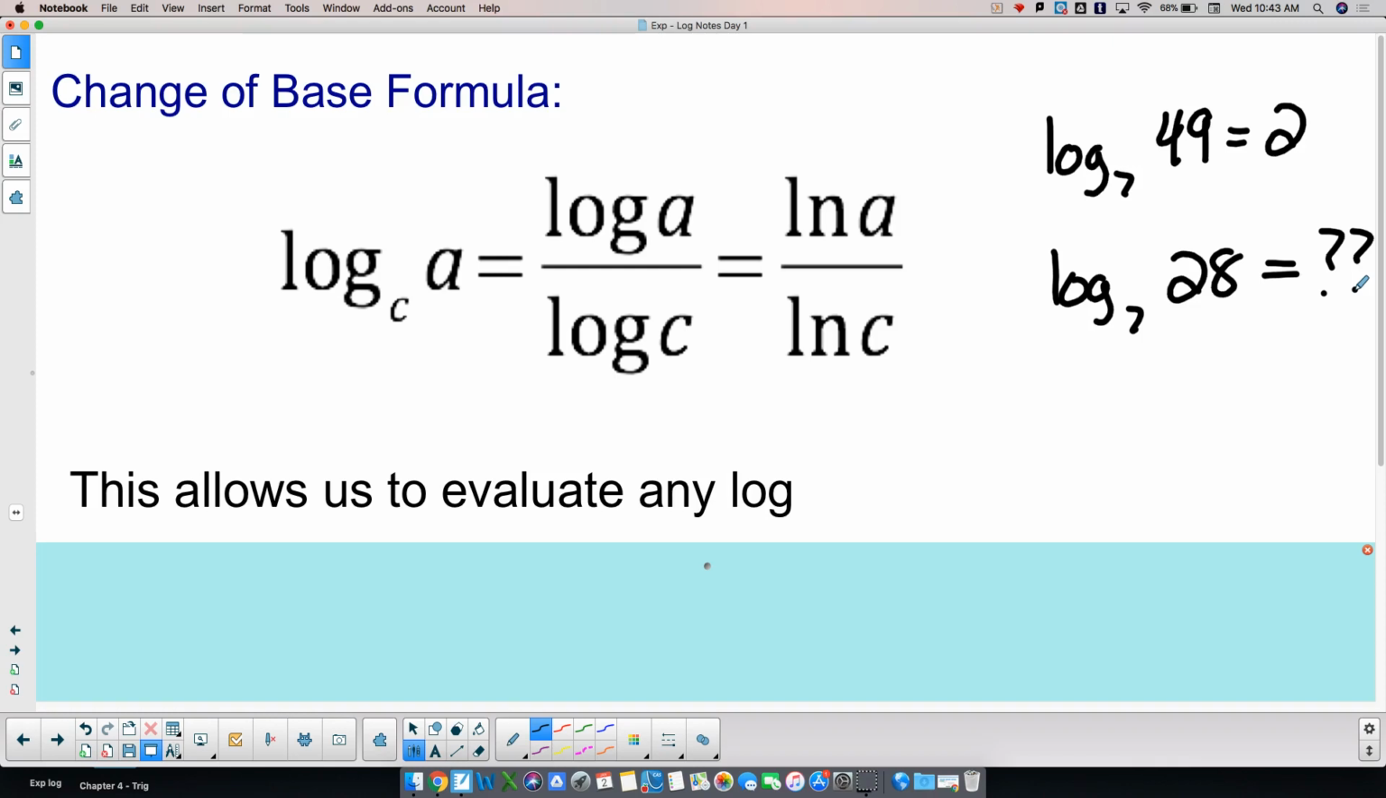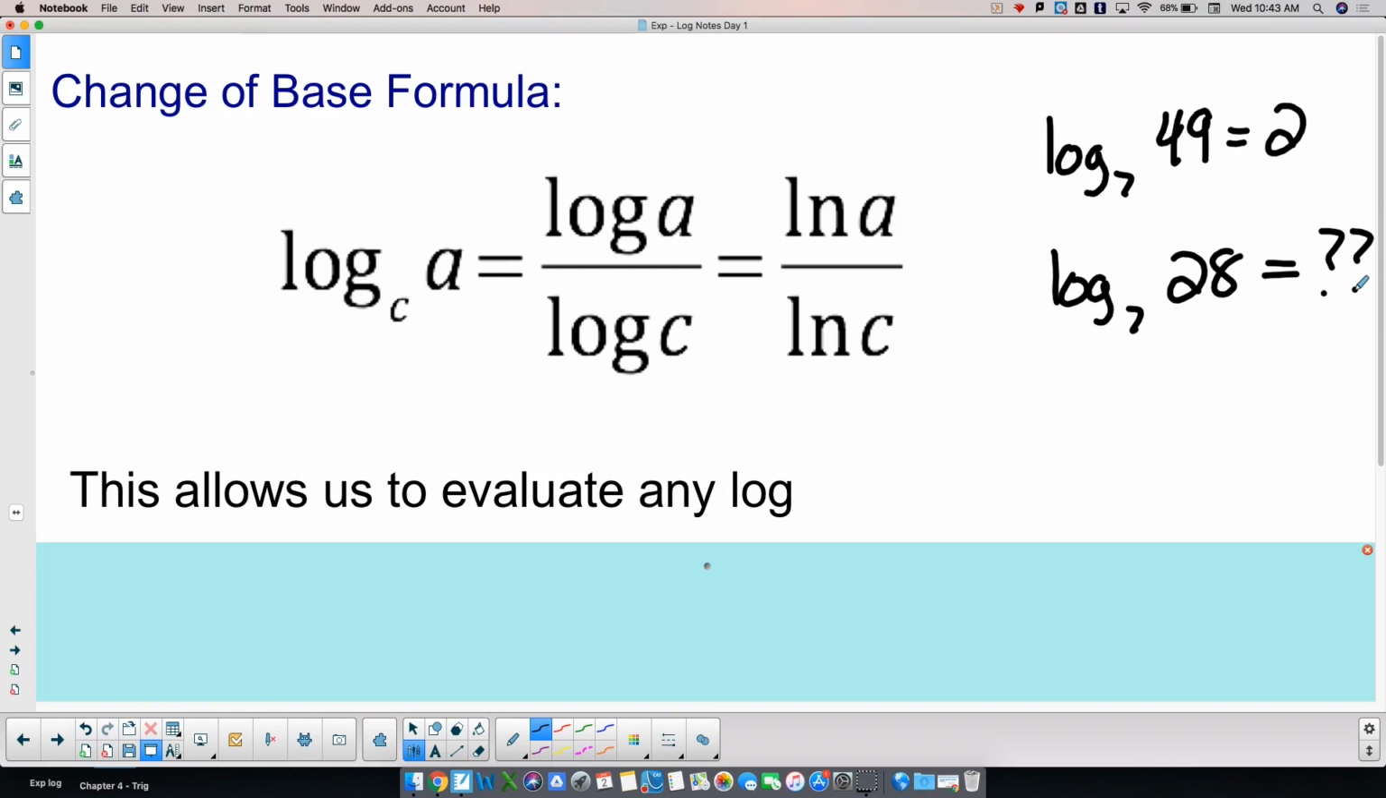Well, there's a whole multitude of different bases out there, like log base 7 of 28. So the change of base formula allows us to evaluate any log under any condition. We take the log of the argument, that's the A part, and we divide it by the common log of the base. So those are log base 10s. If you're not a big fan of common logs, you could use natural logs. The natural log of the argument divided by the natural log of the base will get you the same answer.